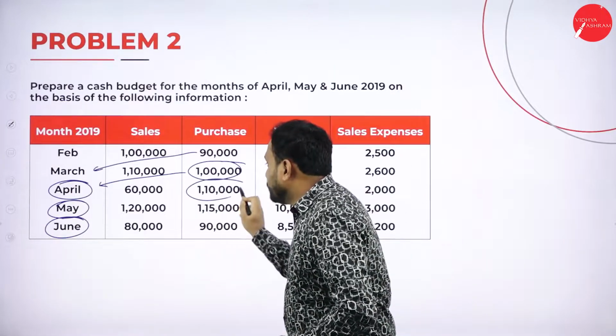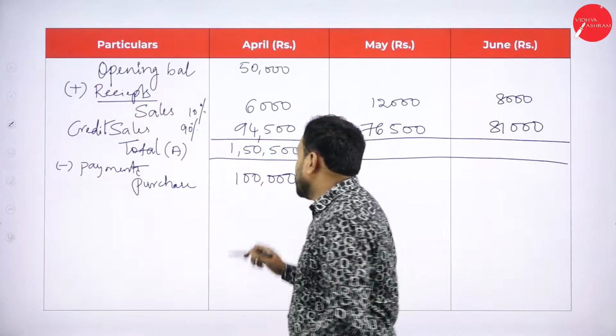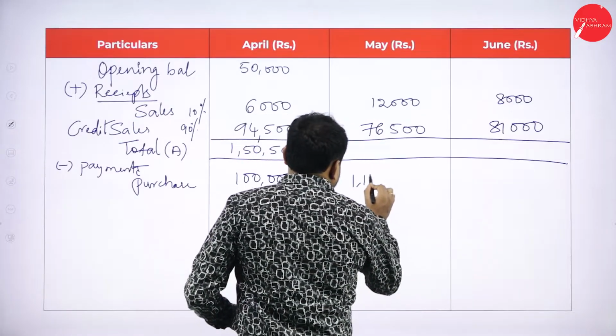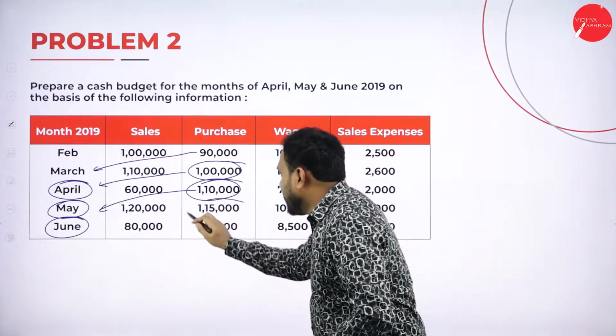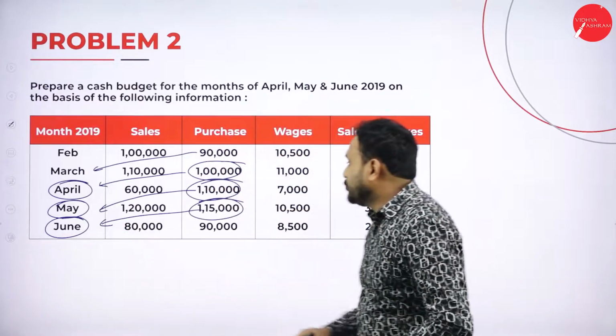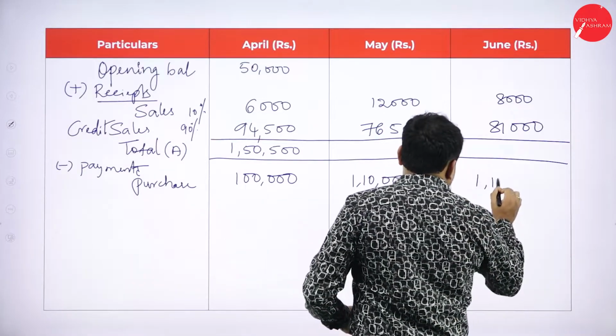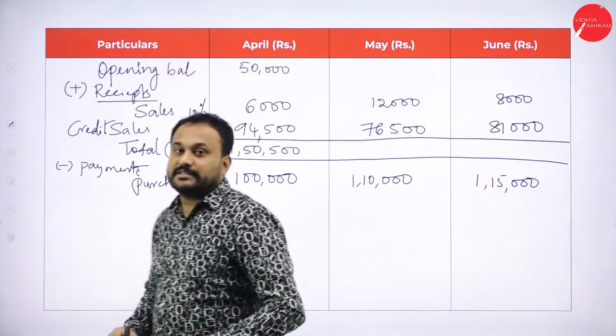The same way here, next, 1,10,000, when am I supposed to pay? I'm supposed to pay in the month of May. So I'll write here 1,10,000. And the last one here, purchases, 1,15,000. When am I supposed to pay? In the next month, that is June. So here I'll write 1,15,000. Hope you people actually got the purchase entry here.